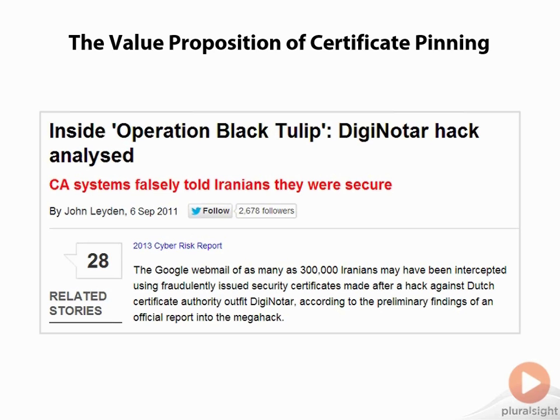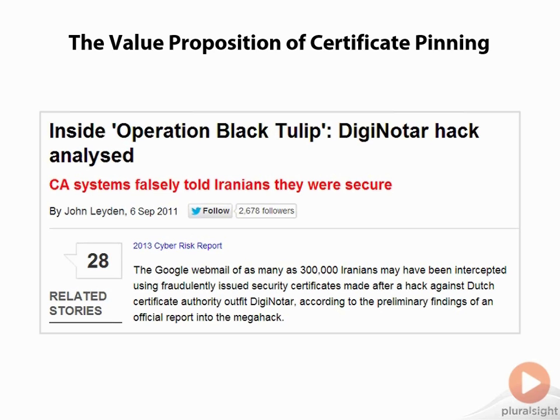All the messages we give people about looking for padlocks, making sure there's no warnings, even inspecting the certificate, all those warnings almost entirely go out the window when you've got a compromised CA issuing certificates. After DigiNotar was hacked, the certificates that were fraudulently issued by the attackers were used extensively in Iran. And indeed, per the news article here, extensively could mean many hundreds of thousands of individuals had their traffic man-in-the-middled.